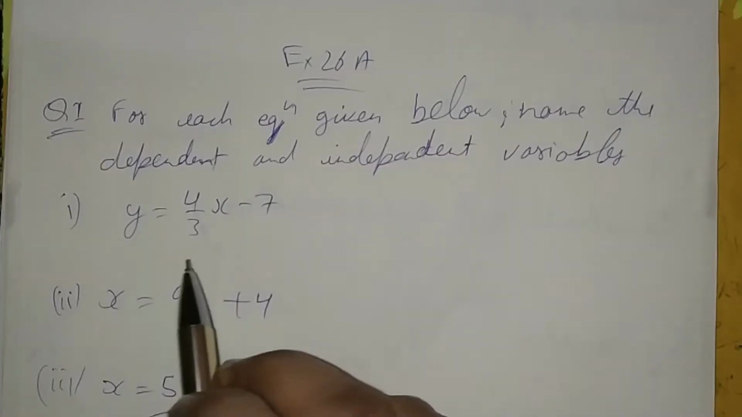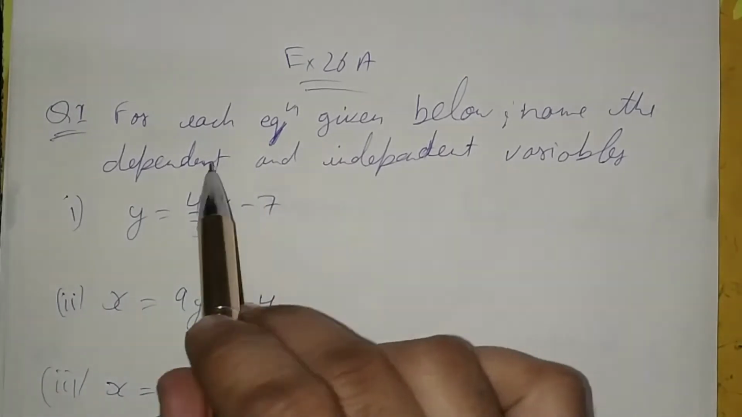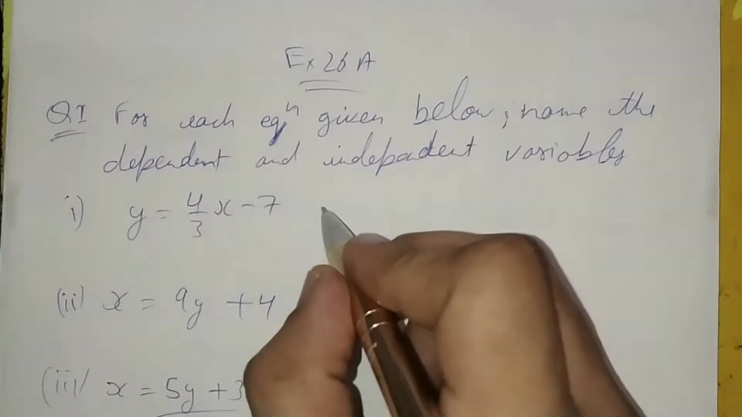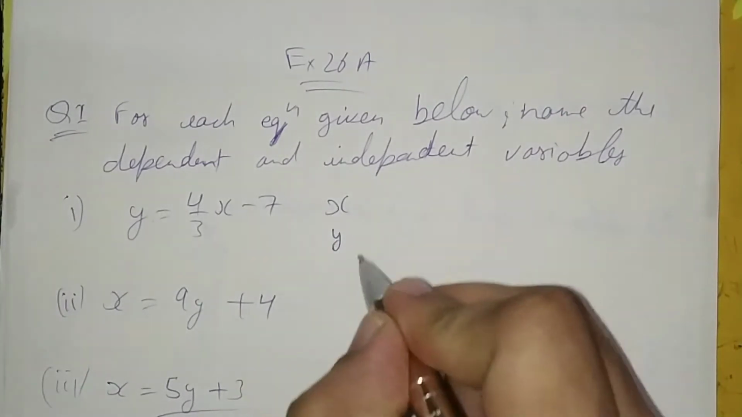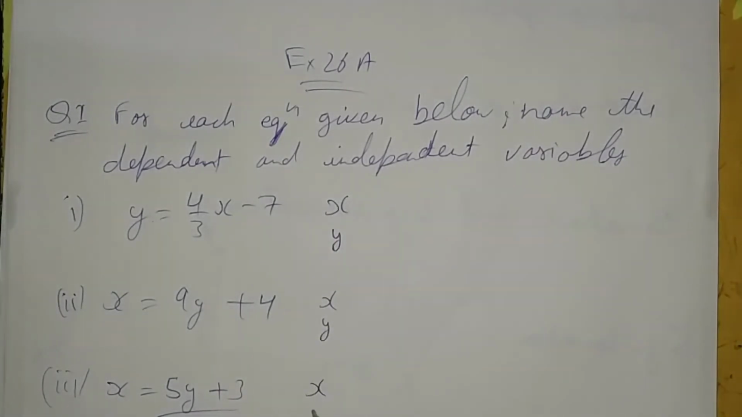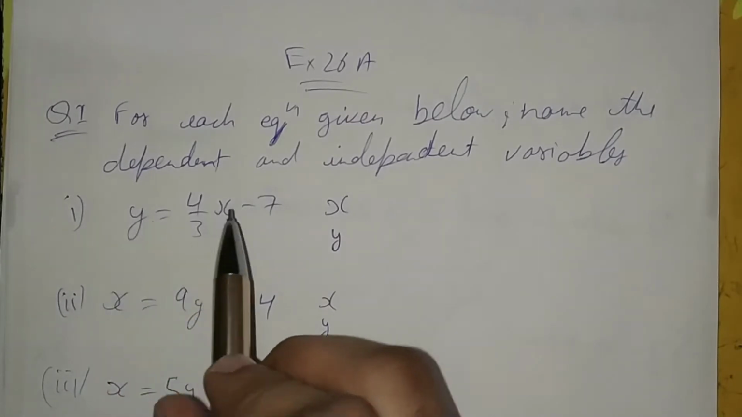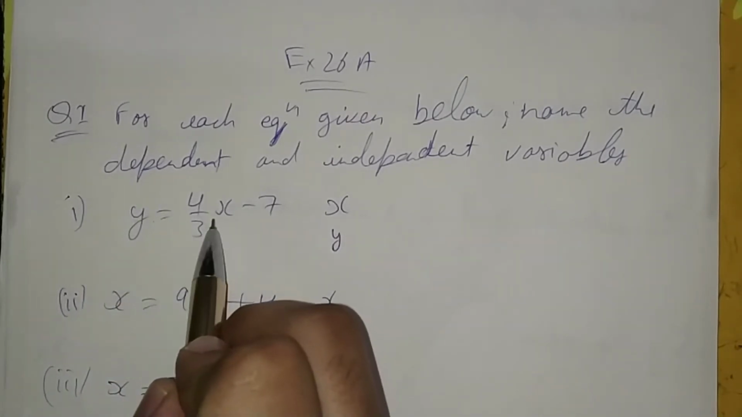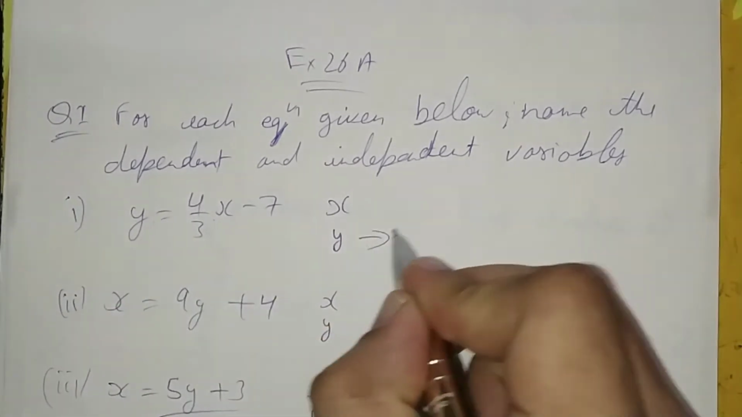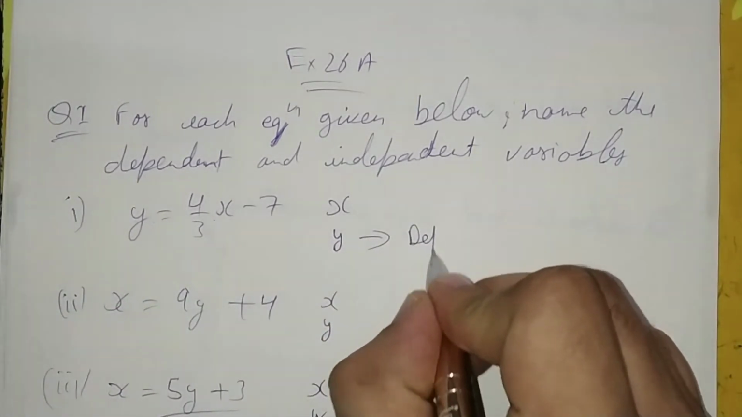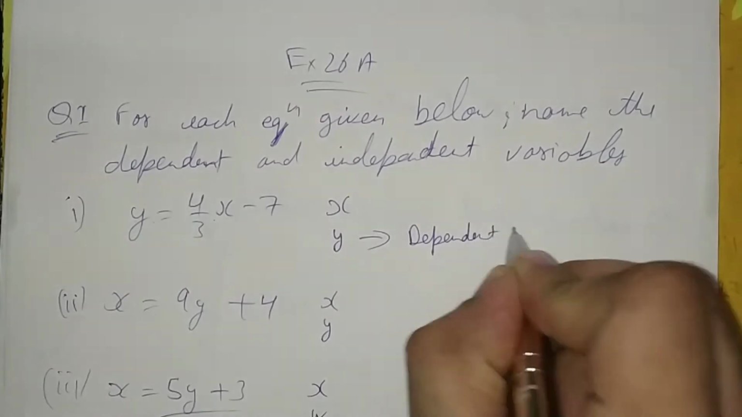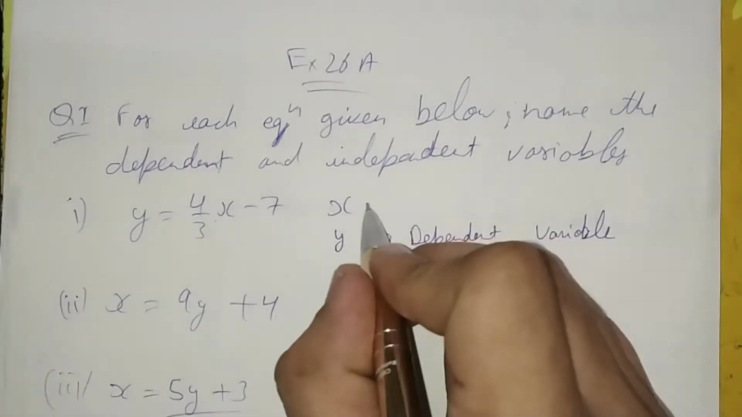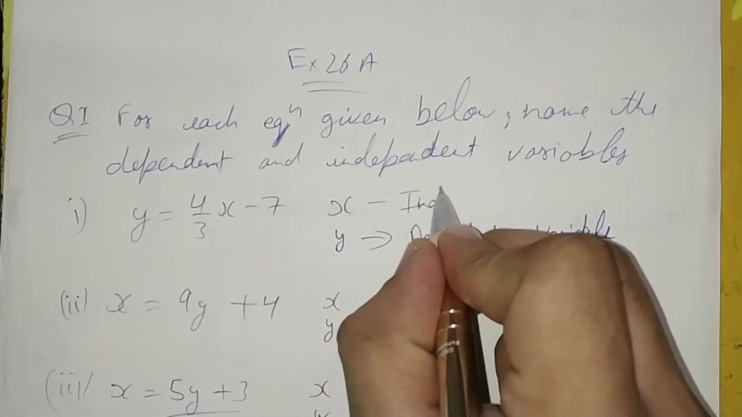So this is what we have to find in the first question: x and y, which is dependent and which is independent. Here again the value of y depends upon the value of x. So y is the dependent variable, x is the independent variable.